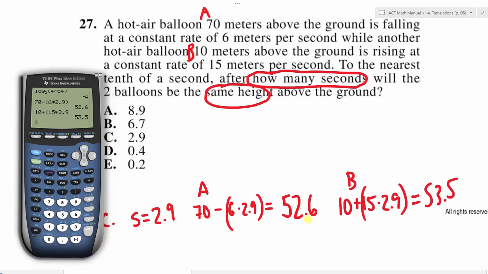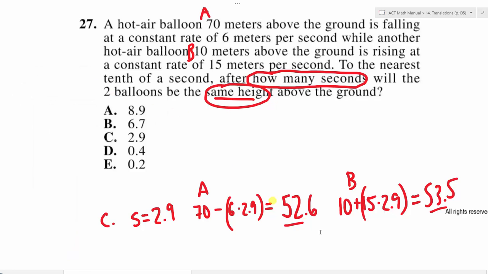Now, some students do look at the 53.5 and the 52.6 and they say, okay, so those aren't equal. And the question was saying, when the balloons are going to be at the same height. 52.6 and 53.5, these two numbers are not the same height.